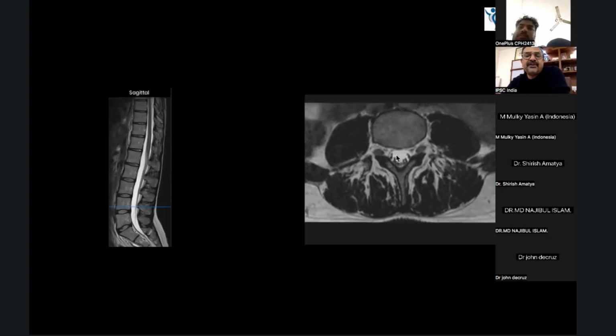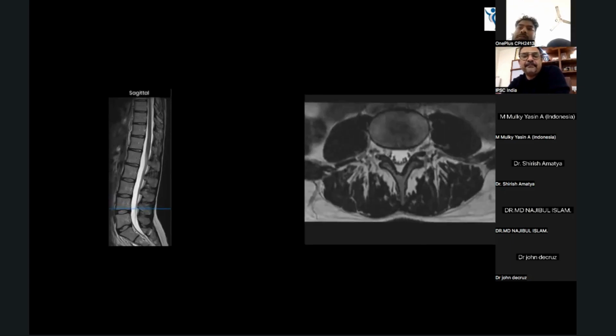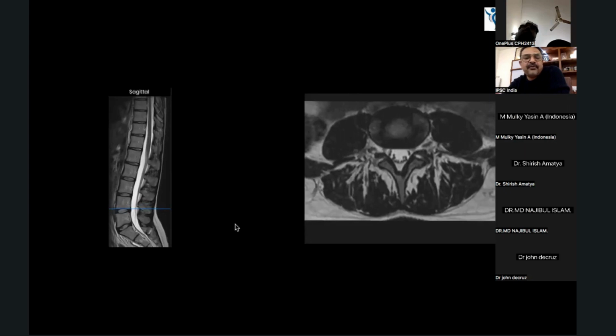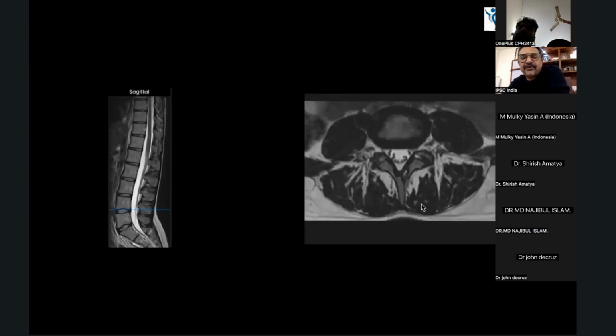You can see this exiting root is going out over there. As we approach toward the disc, when we reach the disc, we can start seeing this nucleus pulposus and nucleus fibrosus, and the exiting root has already gone out and is lying somewhere over here. You can see that is the exiting root.